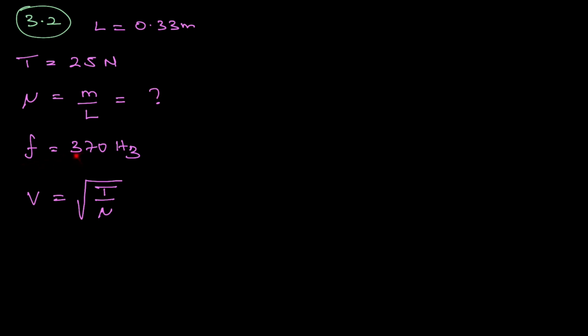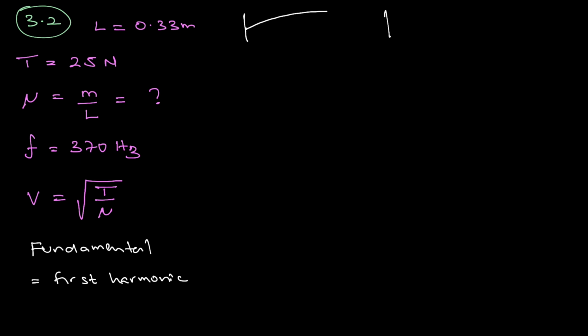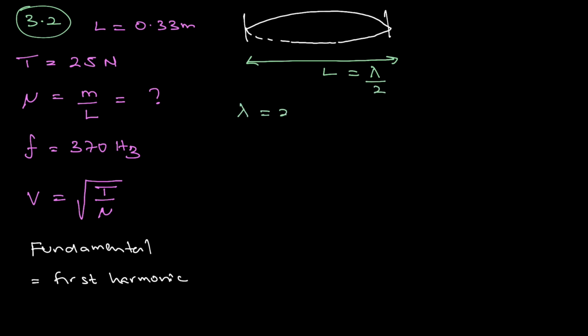Frequency is equal to 370 Hertz, and V, the velocity in a string, is equal to root tension over mu. The question refers to the first harmonic, which is what we call the fundamental. That implies that the length L corresponds to lambda over 2. So for the first harmonic, lambda will be 2L.